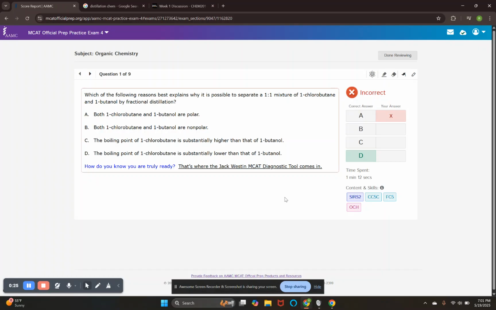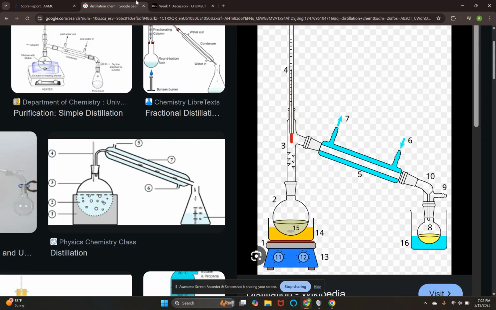So the question says, which of the following reasons best explains why it is possible to separate a one-to-one mixture of 1-chlorobutane and 1-butanol by fractional distillation? So my original thought was, well, they're both polar. So that's probably why. And that was the wrong answer. And that led me down a path of learning about distillation. So I'm going to go to an image here.